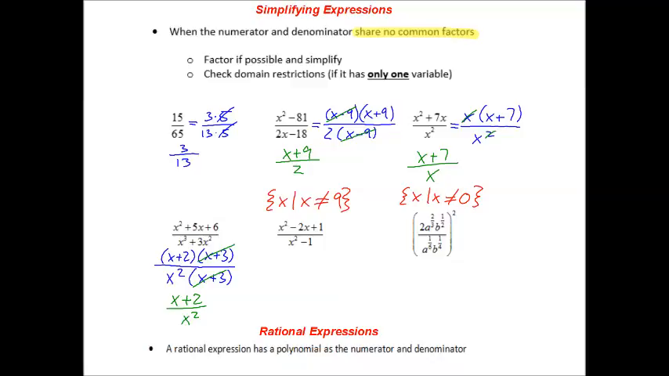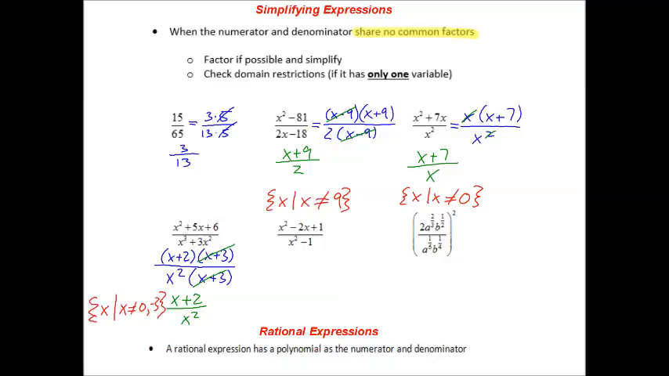But I've said it before, and again, for our domain restriction, we need to check before we have simplified, because not only is x not allowed to be 0, as we could have seen from our green fraction, it's also not allowed to be negative 3, which we could only see from our rational expression before it got simplified.